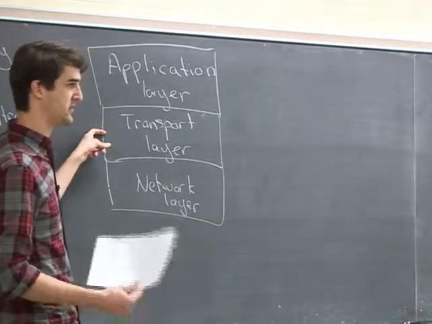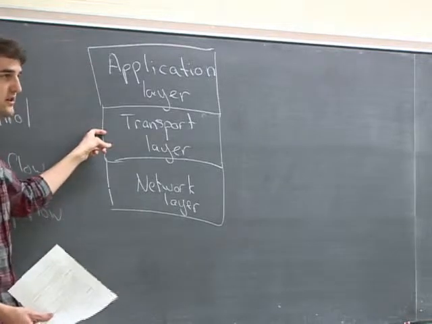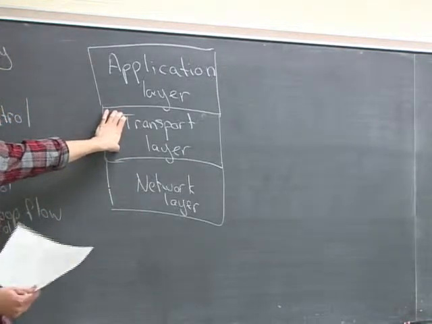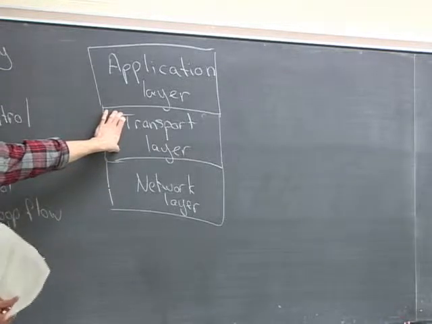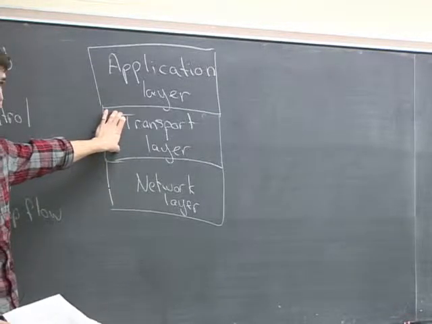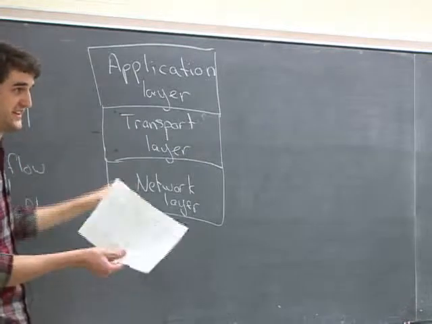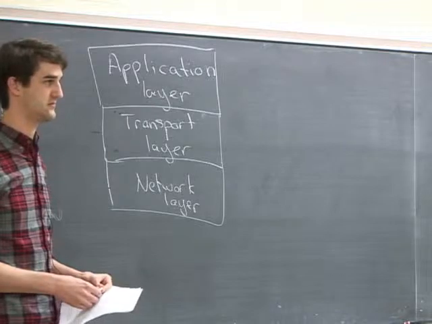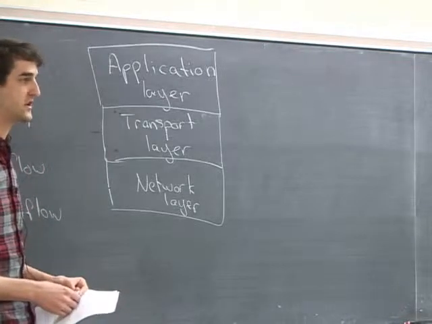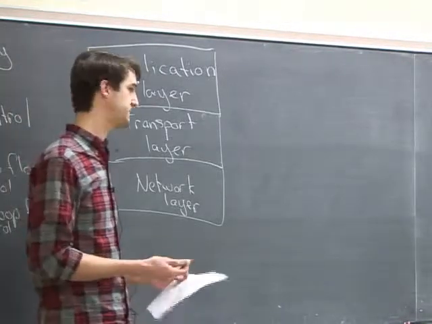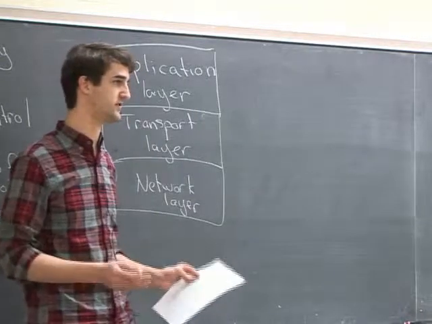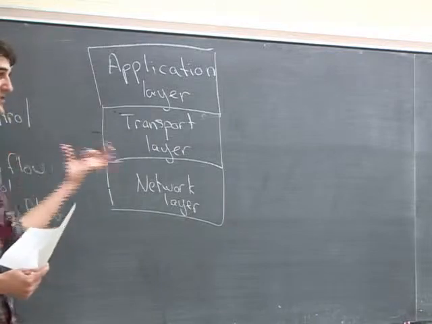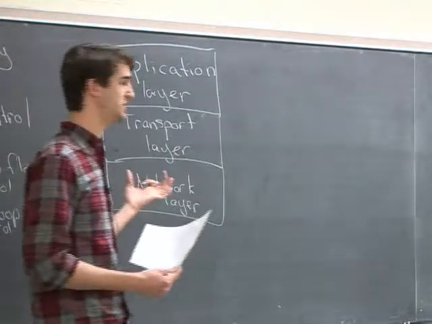Can anyone remind me what the functionality of the transport layer is? What is its goal? Anyone? Okay. Exactly. So the answer was to allow applications to communicate with each other as if they're directly connected. Yeah, that's exactly right. So it's to provide this seamless end-to-end communication, all right?